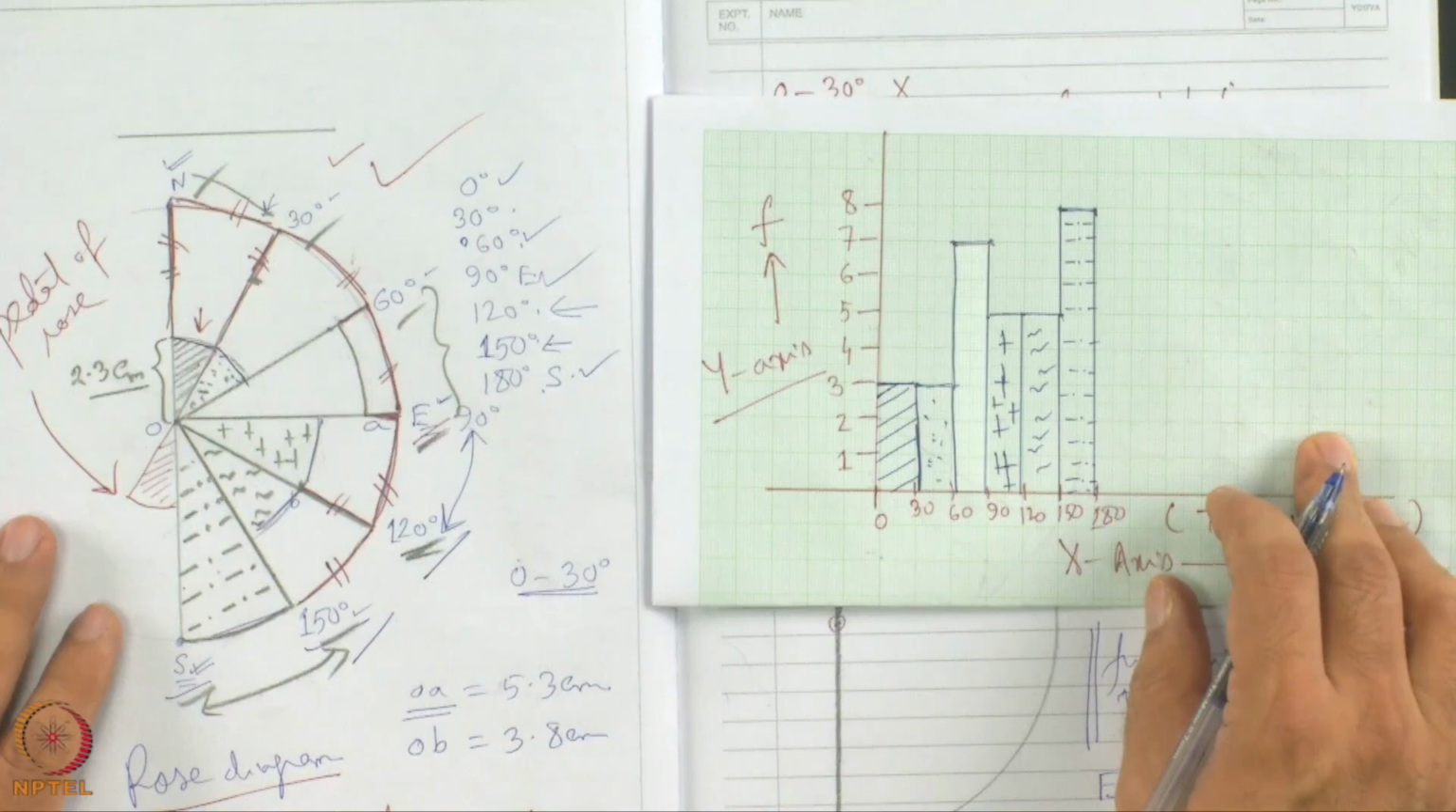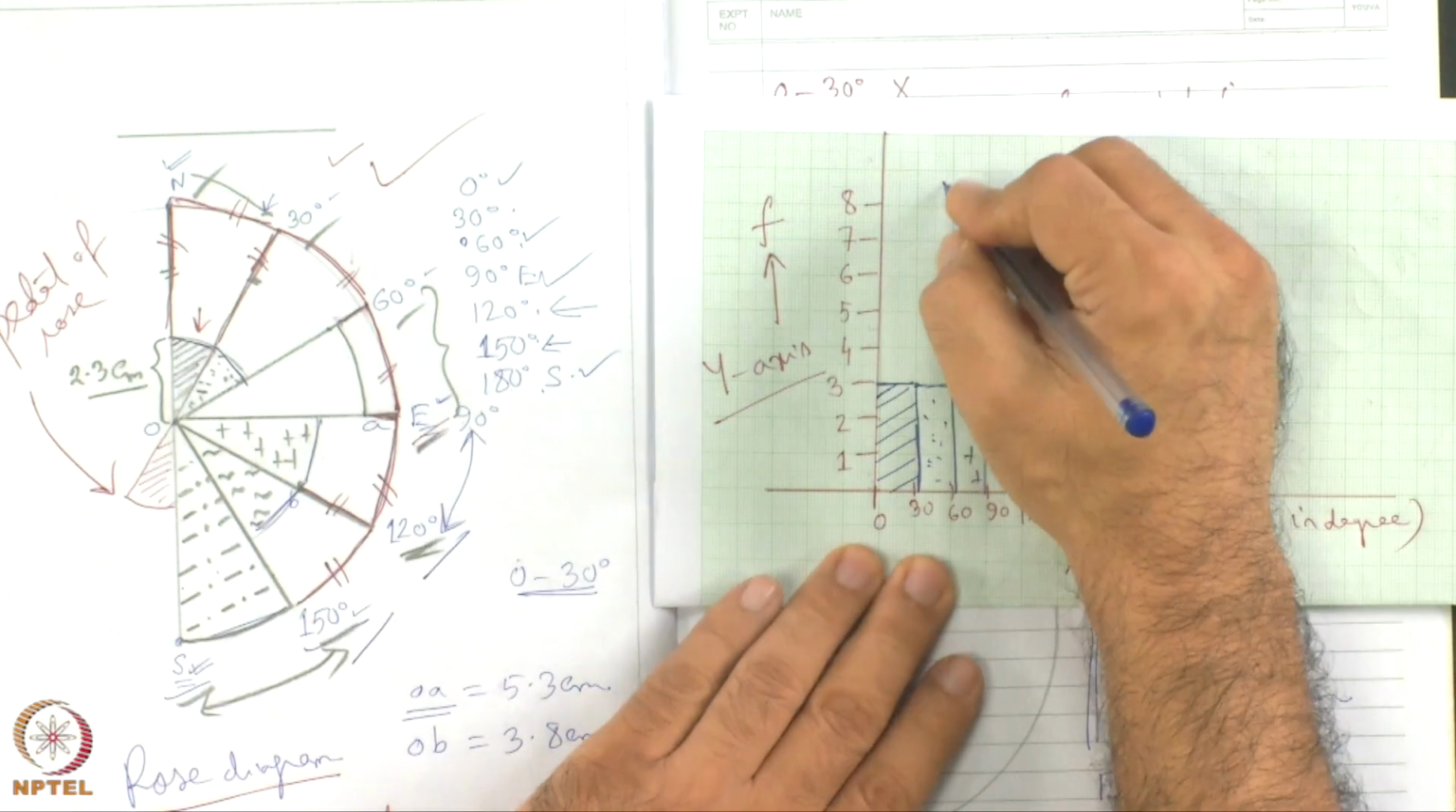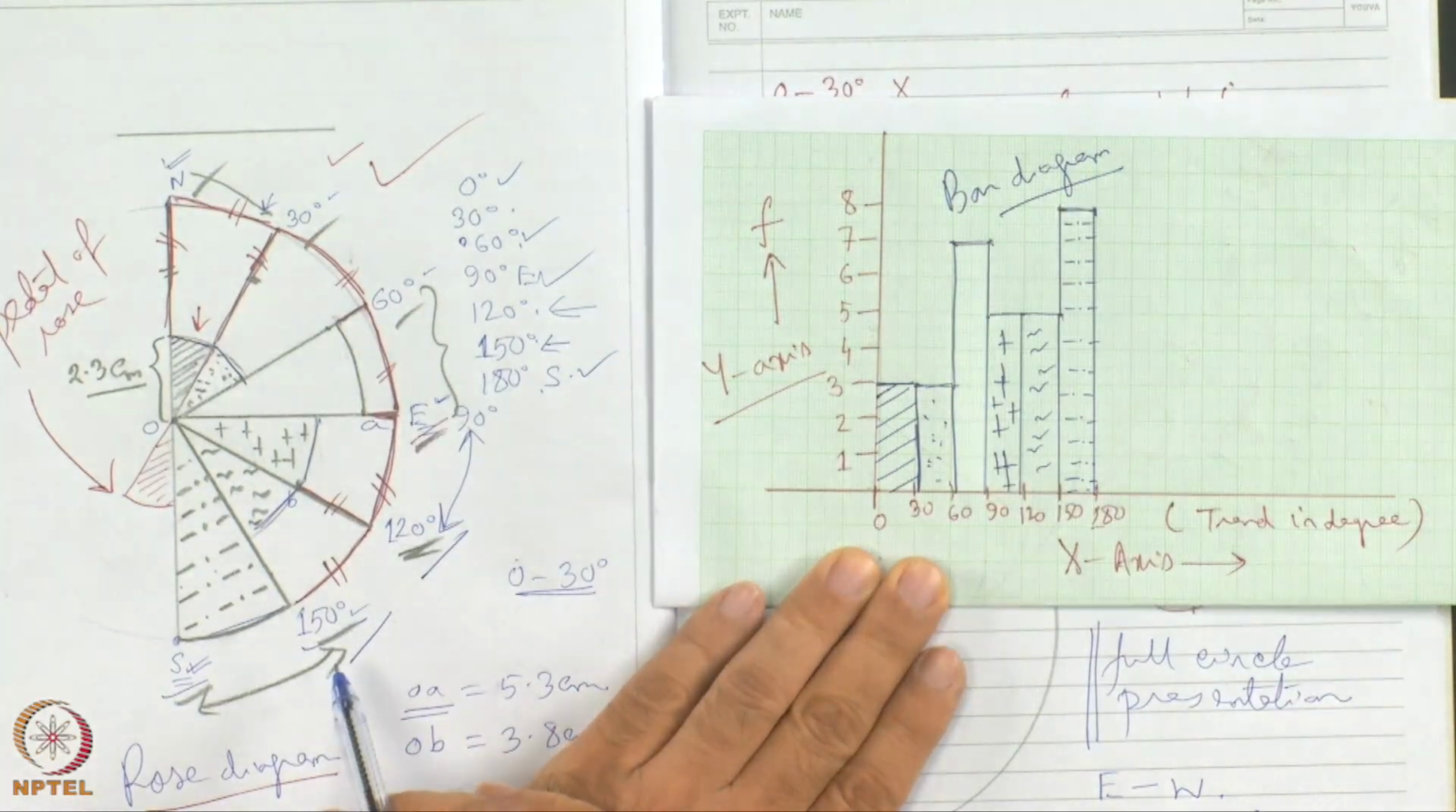A question to the students: which kind of plot do you think is more useful for a geologist to plot the trends, a bar diagram or a rows diagram? You can pause the video and then listen to the answer. I hope you really paused the video.